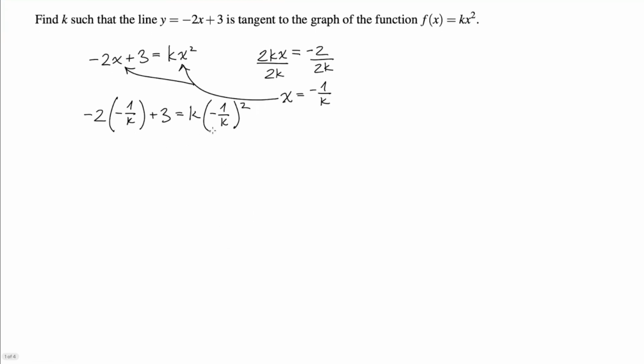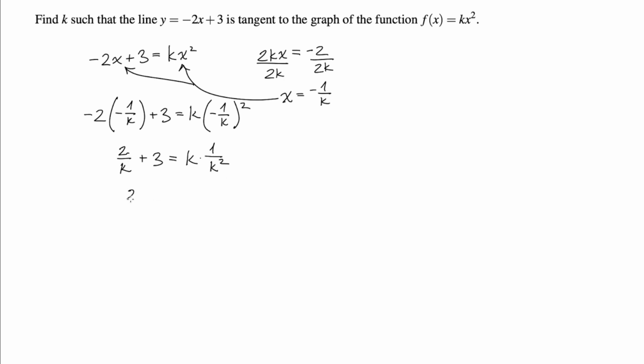Okay, now we'll go ahead and simplify here. We need to solve for k. So negative 2 times negative 1 over k is positive 2 over k, plus 3 equals, and then k times, a negative squared is positive, 1 squared is 1, and then over k squared.